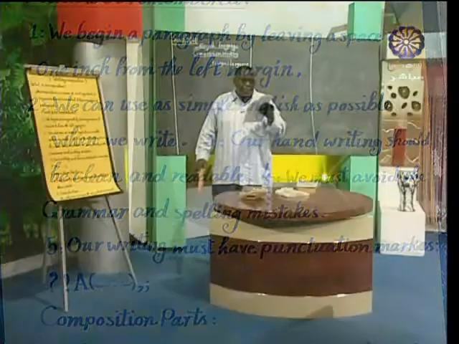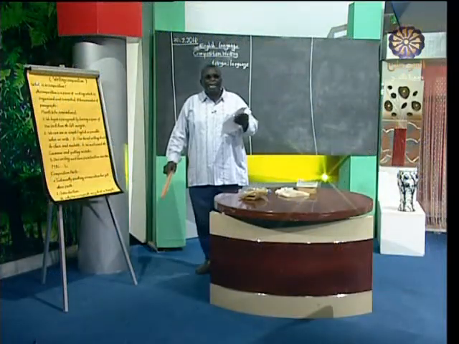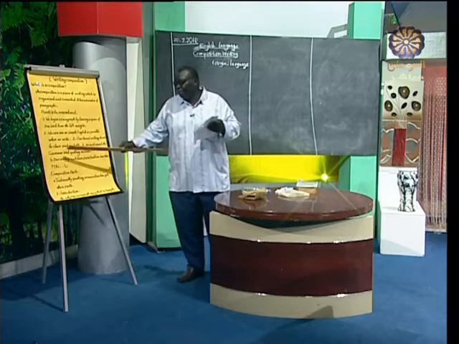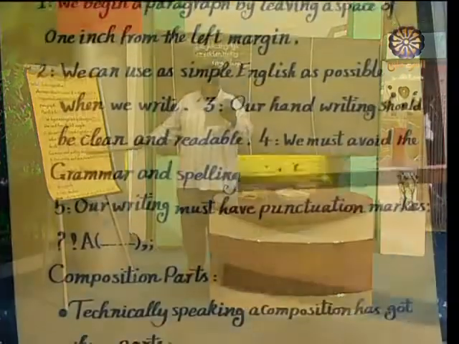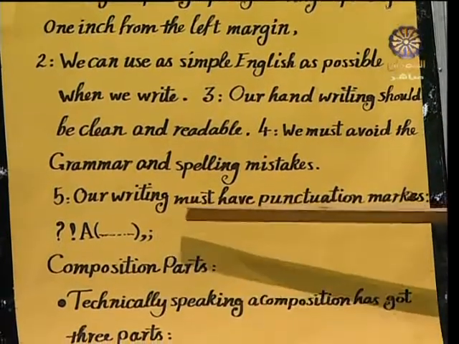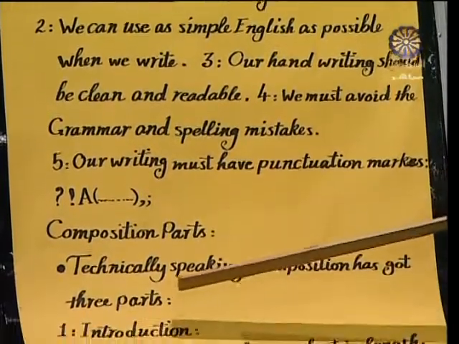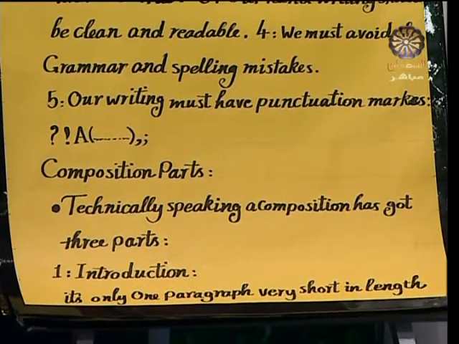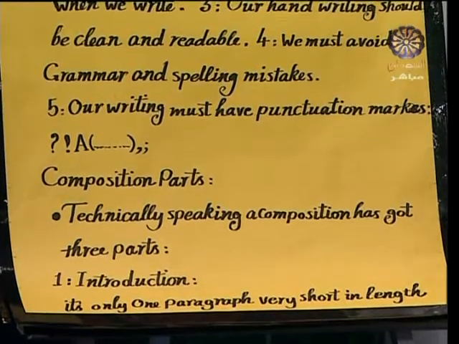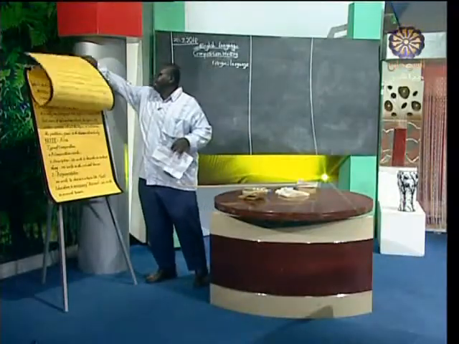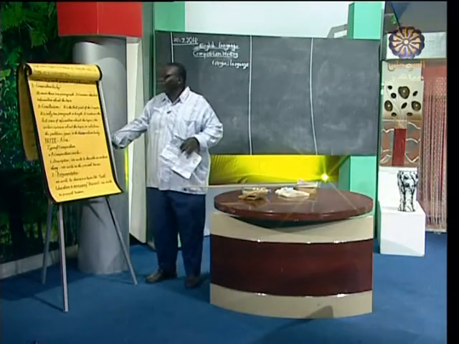Dear students, you must remember that composition has certain parts. Technically speaking, we can say that composition is divided into three parts. The first part of the composition is the introduction. The introduction, in fact, is only one paragraph in length. It can be only 4 lines. It should not be very long.